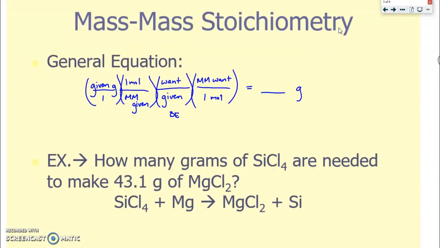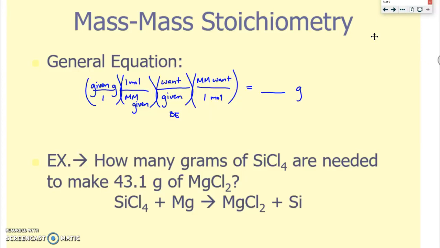So mass stoichiometry is going to be when you're given grams and you're asked for grams. So we have to go back and we're going to need some molar masses of things to solve these types of problems. So the general equation is written here. It's going to be your given amount of grams over 1, and then 1 mole over the molar mass of the given, and then you're going to use your balanced equation step, 1 over given, just like before, and then you're going to multiply by the molar mass of what you want to get the grams.